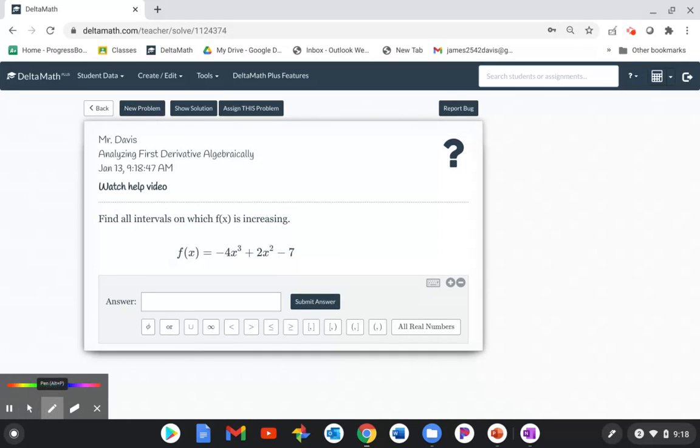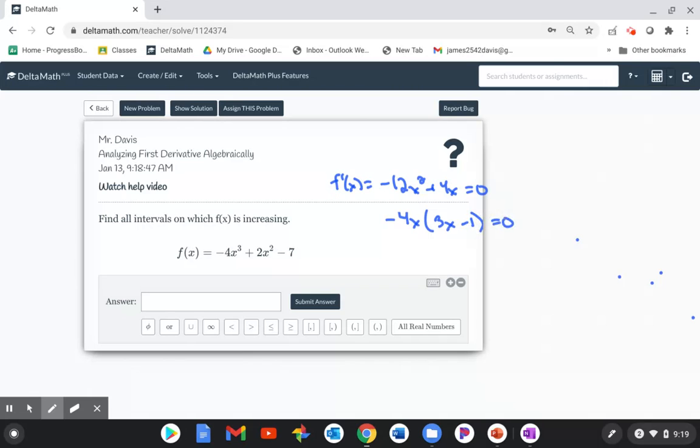So first step is first derivative, f prime of x, -12x squared plus 4x. So that equal to 0. This one's a little bit easier. Our greatest common factor here, I'm going to pull out a -4x. So we're left with a 3x minus 1 equals 0. So then our two critical values would be x equals 0 and x equals positive 1/3 when we solve those.